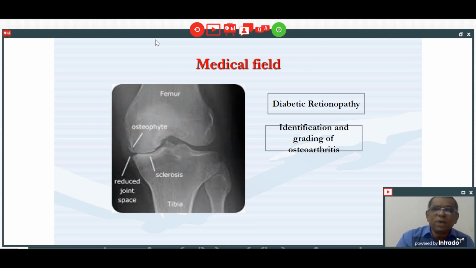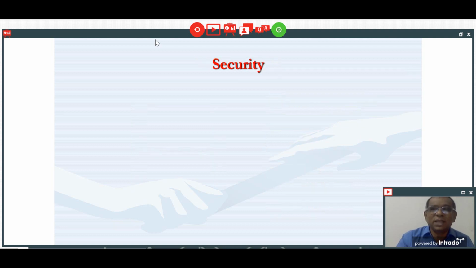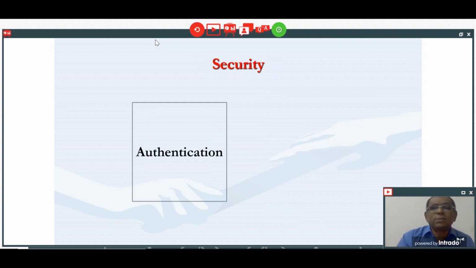A similar approach can be used for osteoarthritis, and then we can go for detection and classification of cancer tumors through mammogram images. Fusion technology can be used to fuse CT as well as MRI images in order to know the nature of the disease and the progressiveness of the disease. This is with respect to medical.